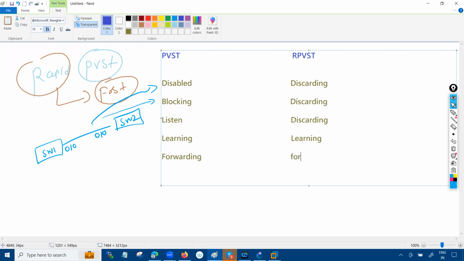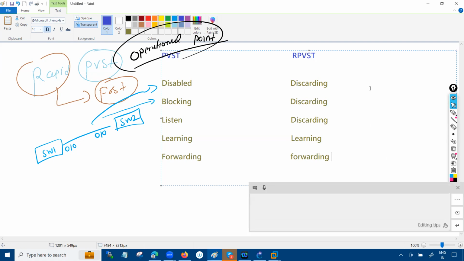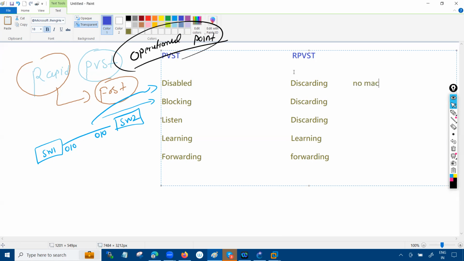If you think from the operational point of view, operational means the way the protocol is going to work. In the operational point of view, in the discarding state, if you see the disabled state, are we doing any kind of MAC learning? No MAC learning, and no data traffic. Even in blocking, we are not doing anything. No MAC learning, no data traffic.